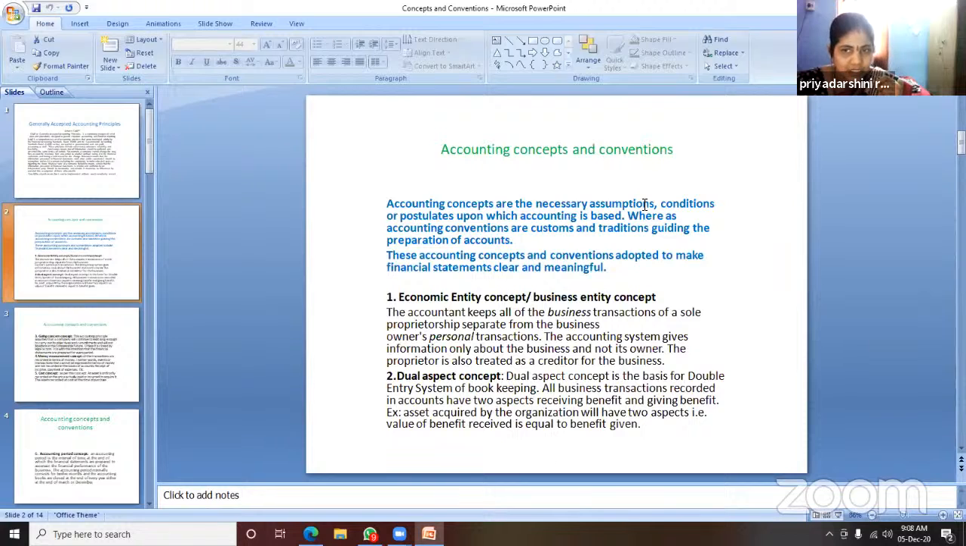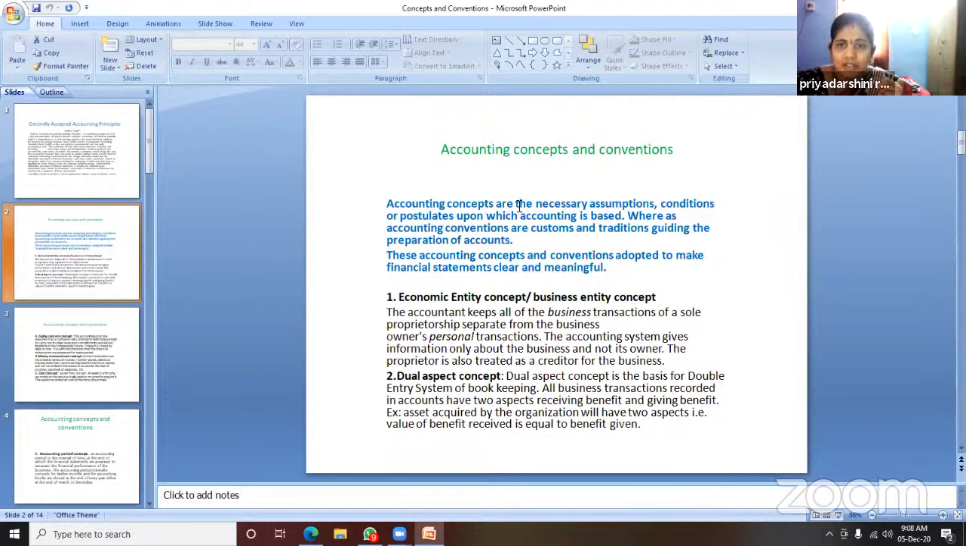Assumptions means certainty of an event or transaction to happen. So we have to assume that the thing is going to happen. The conditions or postulates: postulates are a set of rules upon which accounting is based.